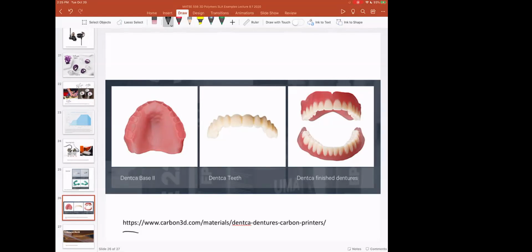So I have another quick question. Go ahead. Are the parts that are 3D printed, like the dentures and the hearing aids, going to be more expensive than other methods, since it's a different process?